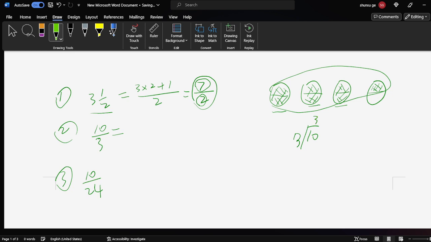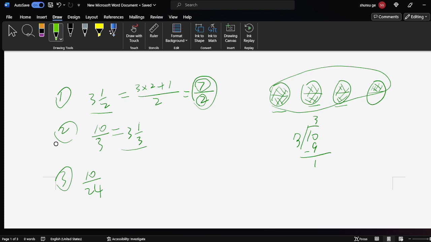Okay, here we put 1. It's 3. 3 times 3 is 9. 10 minus 9 is 1. So it equals 3 with 1 over 3. So this is our solution. Why is it right?